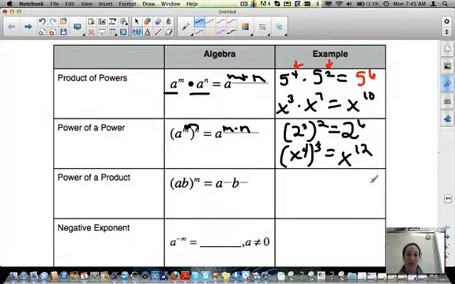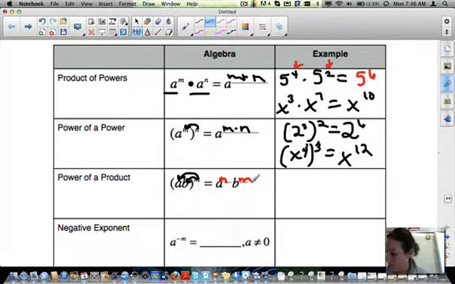All right, now the next rule is kind of a combination. Power of a product. Now when you have more than one thing inside the parentheses, whether it's a variable or a number, you have to distribute that to the exponent of that number or variable. So for this example, I would have a to the m times b to the m.